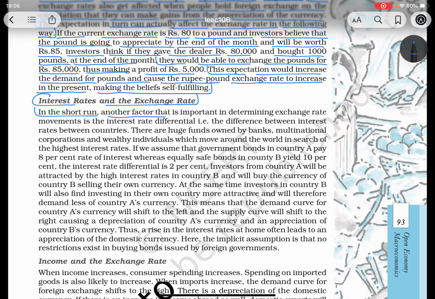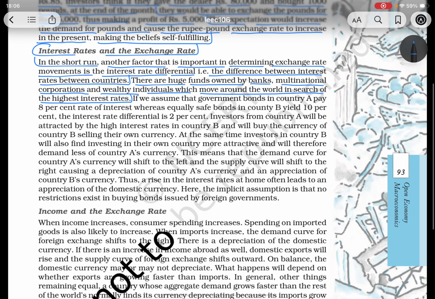Interest rates and the exchange rate. In the short run, another factor that is important in determining exchange rate movements is the interest rate differential, that is, the difference between interest rates between countries. There are huge funds owned by banks, multinational corporations, and wealthy individuals which move around the world in search of the highest interest rates. If we assume that government bonds in country A pay 8% rate of interest, whereas equally safe bonds in country B yield 10%, the interest rate differential is 2%.